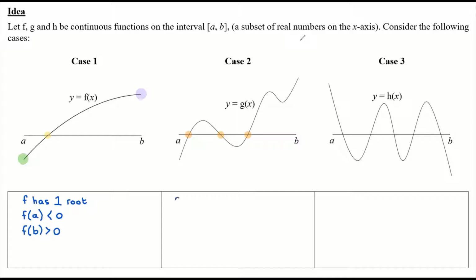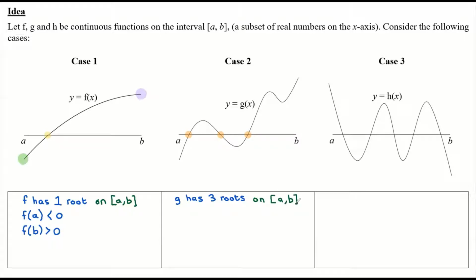So g, this function, has 3 roots. Okay. And I probably should stress actually that this is on the interval AB. We can't say anything else about the rest of the real number line, but we can say it about AB. So I'm just going to add that.